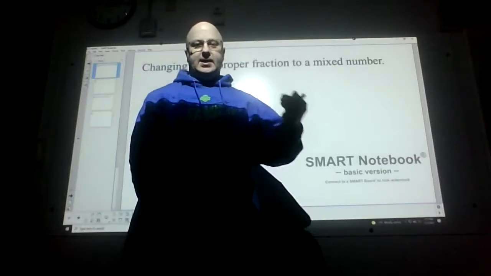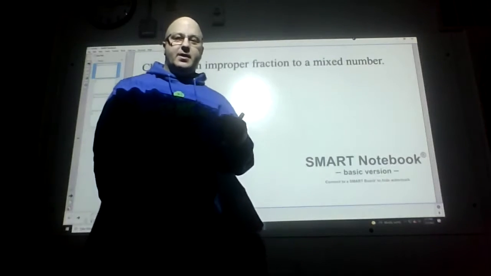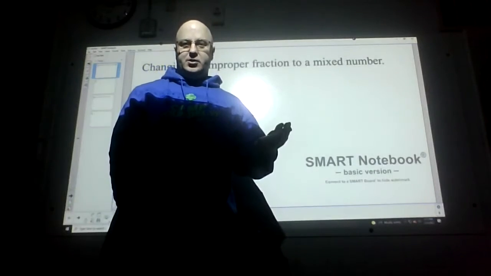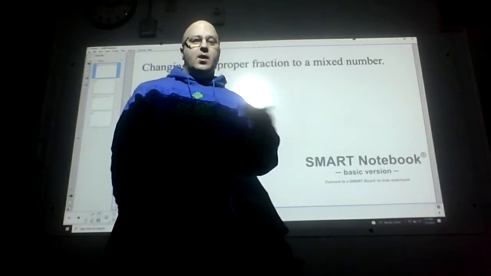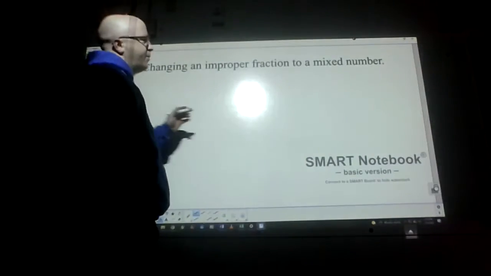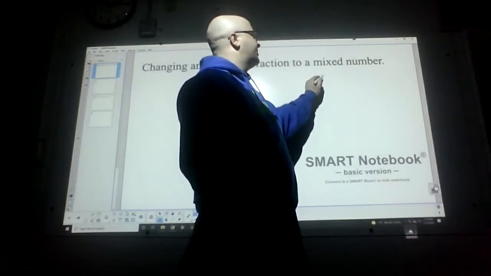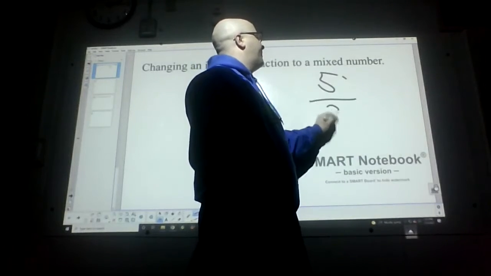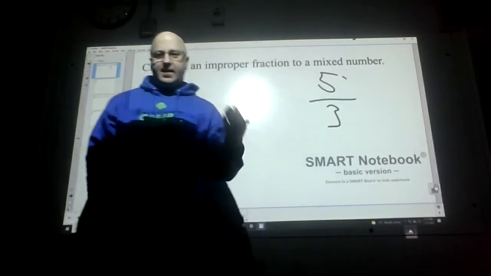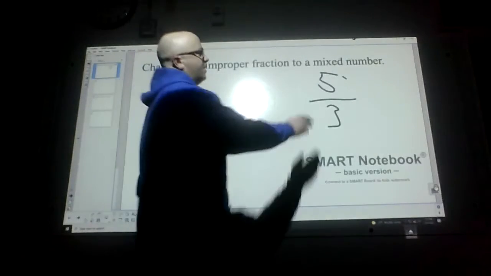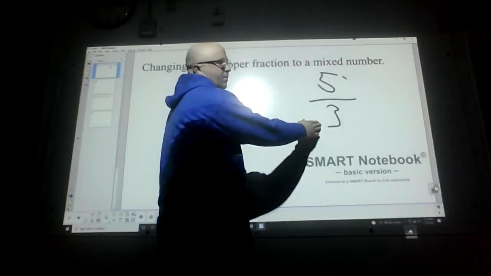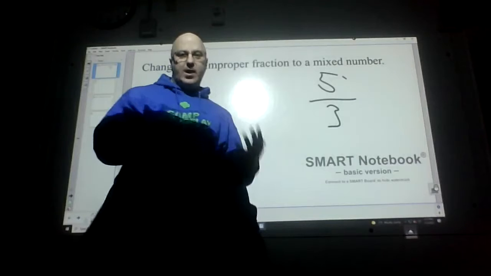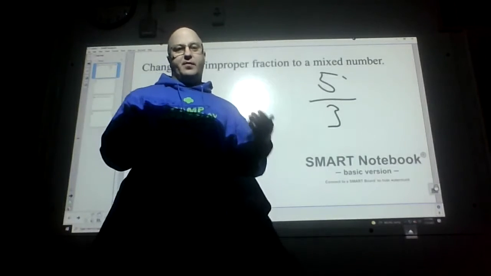So today's lesson, lesson 75, is on changing an improper fraction to a mixed number. And what is an improper fraction? An improper fraction is an example like this. We have 5 over 3, 5/3. Anytime that numerator is more than the denominator, then we have a problem. That's called an improper fraction.